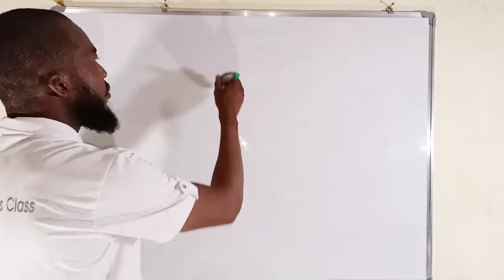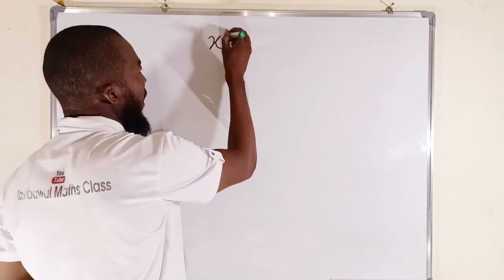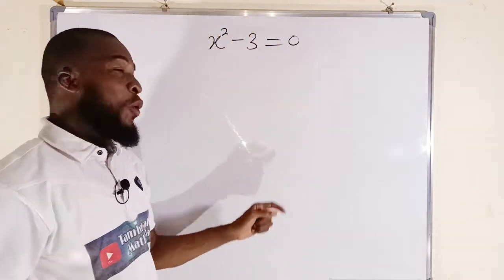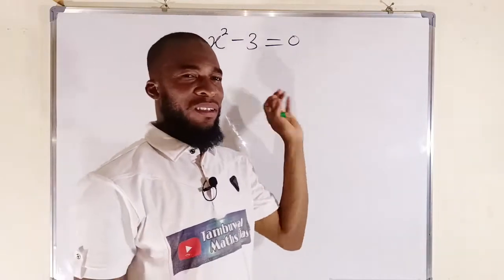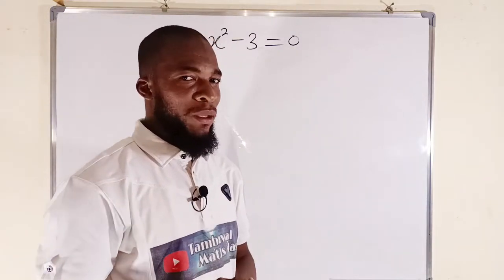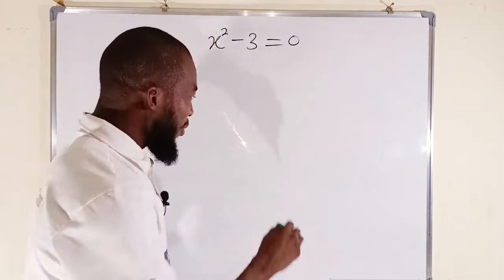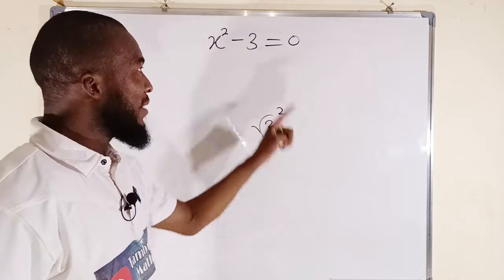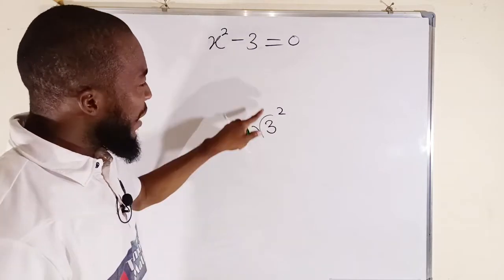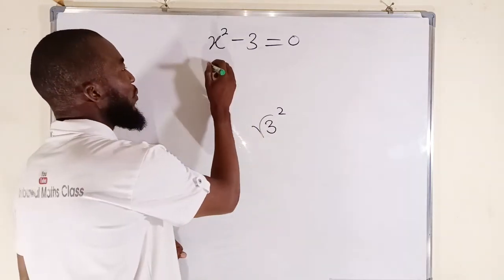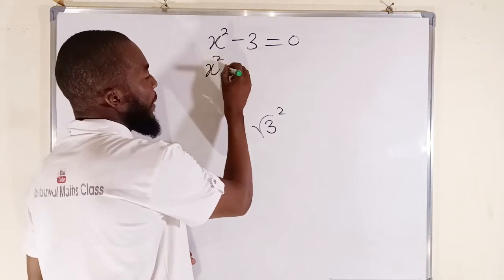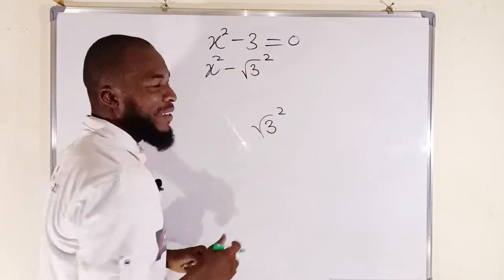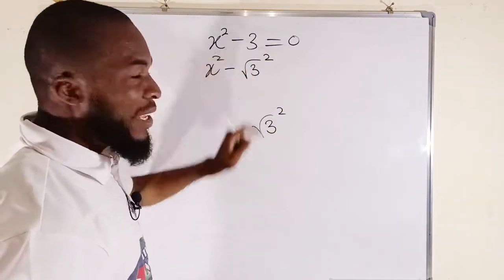So the second example, suppose we have x squared minus 3 equal to 0. We cannot express 3 as any number to the power of 2, but not always, because the square root of 3, squared, is the same thing as 3. So instead of this, we can replace it with this one. So we have x squared minus the square root of 3, also squared. This is the same thing as 3.